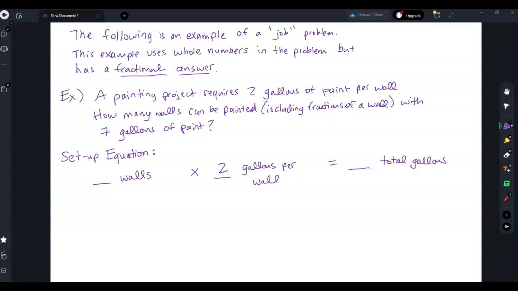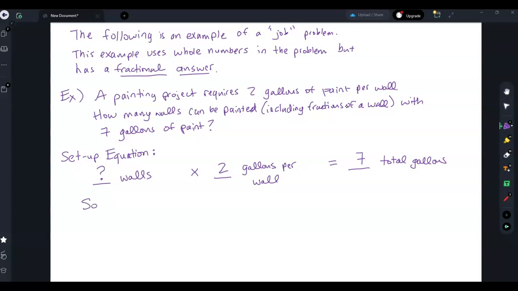So 7 is in gallons. So I actually know the total. What I don't know, and where I'll put my question mark, is the number of walls. That's what I'm trying to find. So this is my setup multiplication problem. And then from this, if I'm trying to figure out what times 2 equals 7, the only way to figure that out is to do 7 divided by 2.